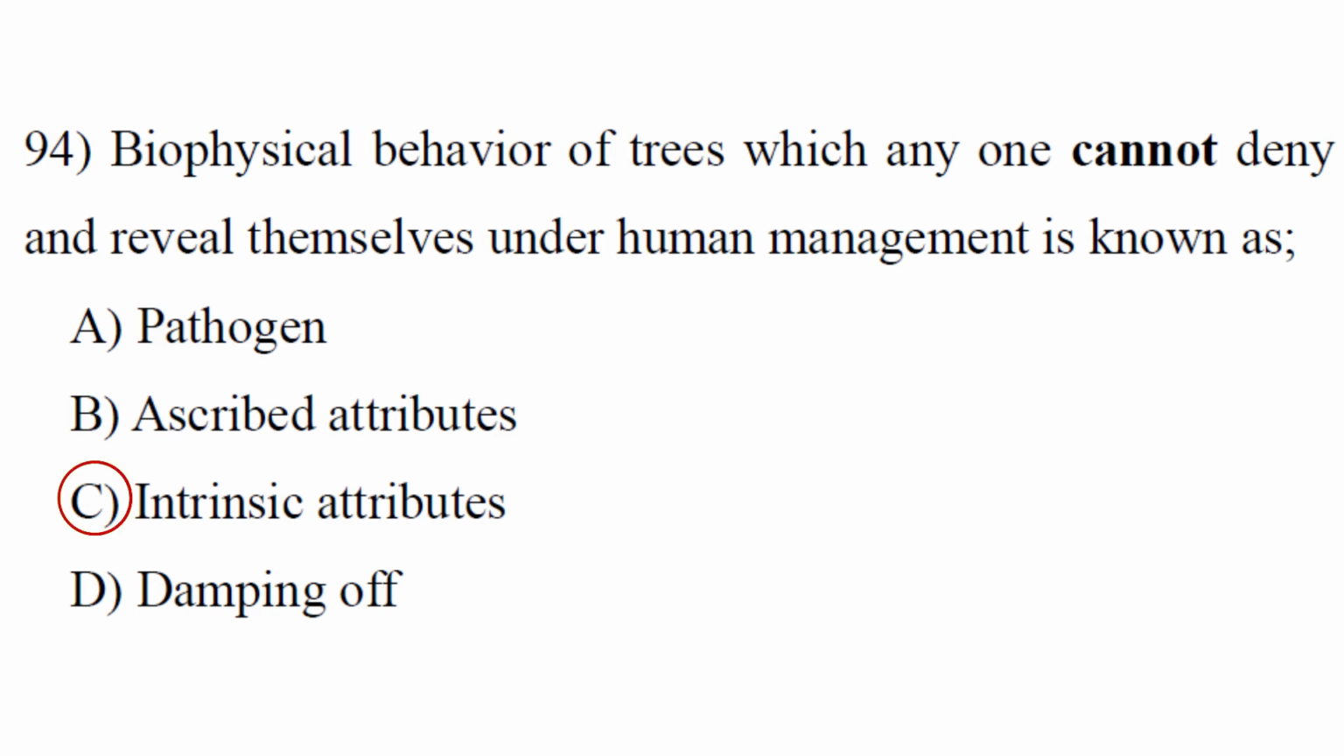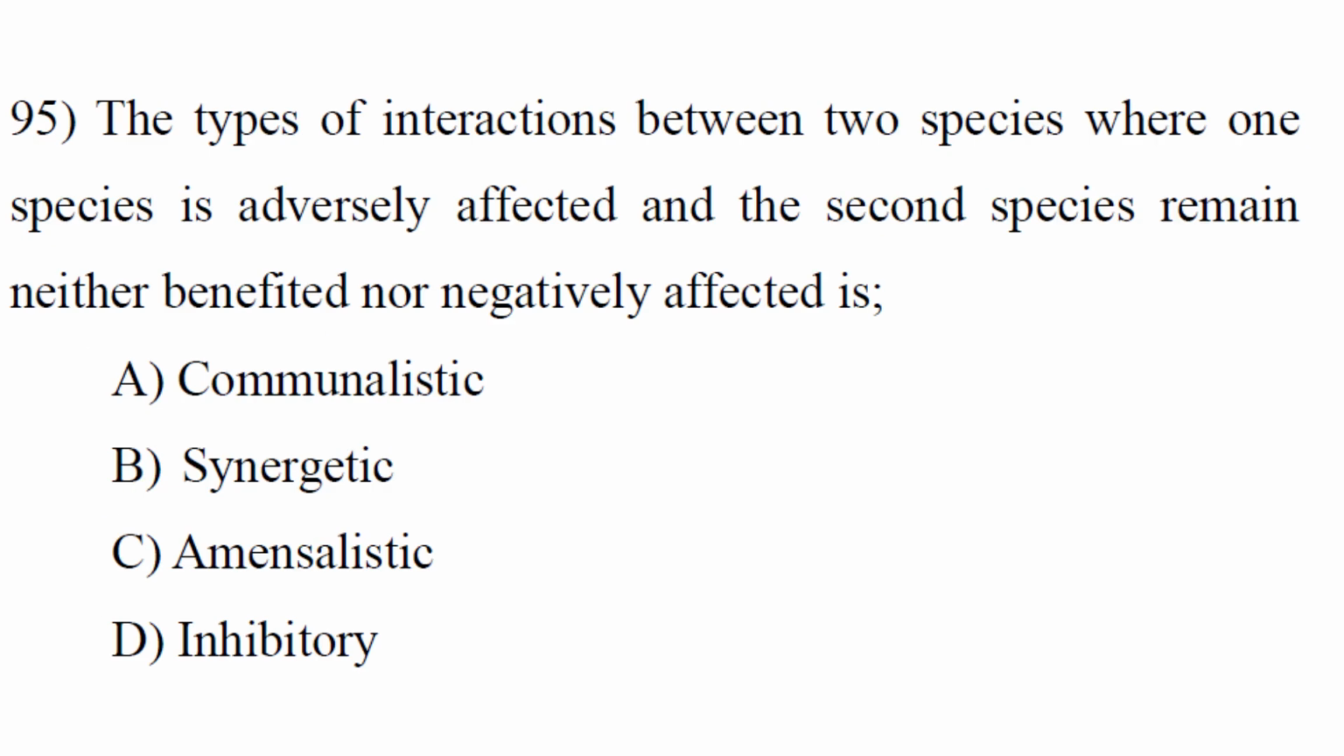Answer, C. Intrinsic attributes. 95. The types of interactions between two species where one species is adversely affected and the second species remain neither benefited nor negatively affected is A. Communalistic. B. Synergetic. C. Amensalistic. D. Inhibitory.